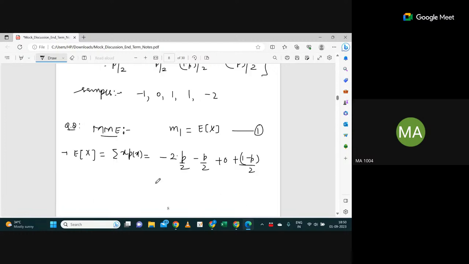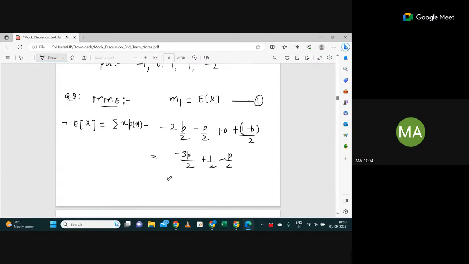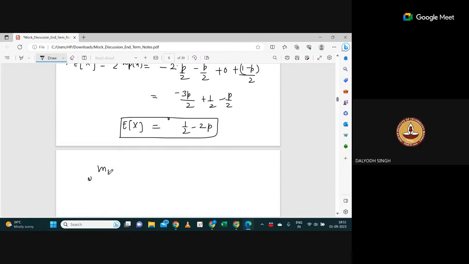So far so good? Yes, sir. Correct, sir. So it will be minus 3p by 2 plus half minus p by 2. So it will be half minus 2p. Half minus 4p by 2, that is half minus 2p. So this is the expected value of X, correct?